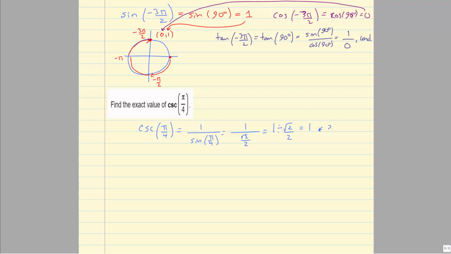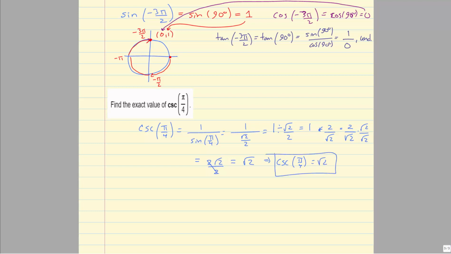When we multiply by that reciprocal, I get 2 over root 2. And then 1 times 2 is 2. But then I rationalize the denominator. So I get 2 root 2 over 2. The 2's cancel, and I'm left with just the square root of 2. So the cosecant of pi over 4 is the square root of 2.